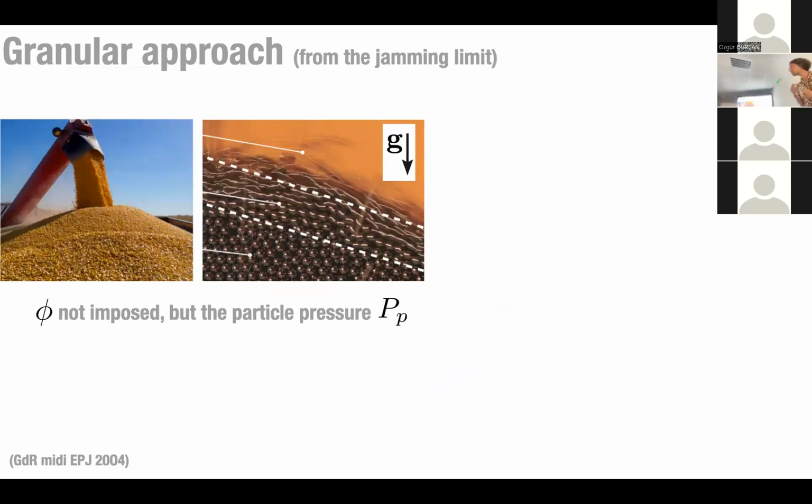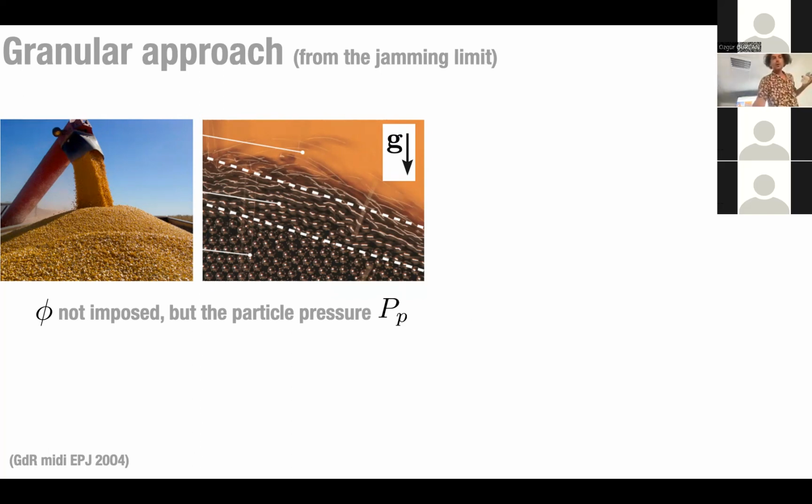And so this brings me to a more recent approach to describe suspensions. It's a granular approach because it's inspired from the dry granular community. So starting from the other limit, in a sense, from the jamming limit. And in this community, they simply consider that in most flows in nature, it's not the volume fraction phi that is imposed, but it's the particle pressure. So if you take a pile of grains, the particle pressure is fixed by the gravity, by the weight of the grains, but the volume fraction is free to adapt depending on how fast the flow goes.